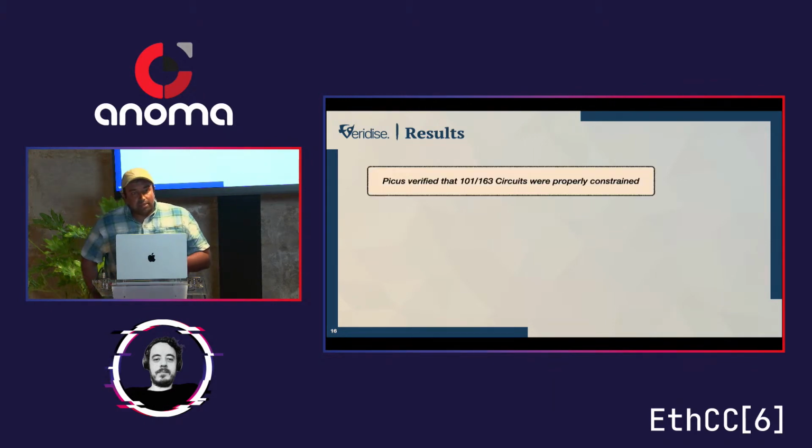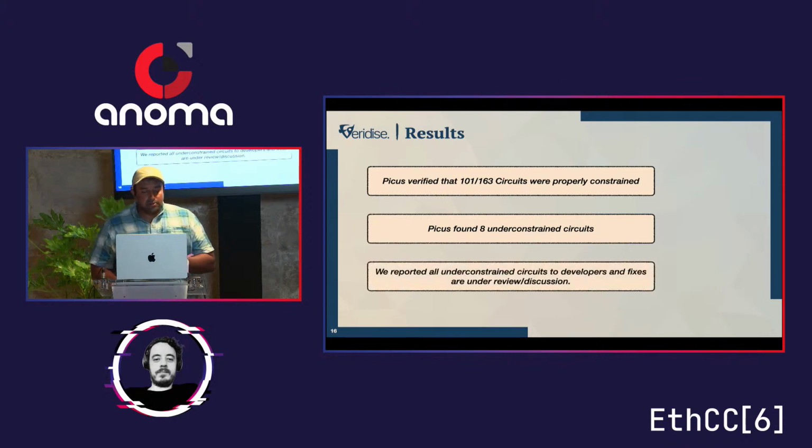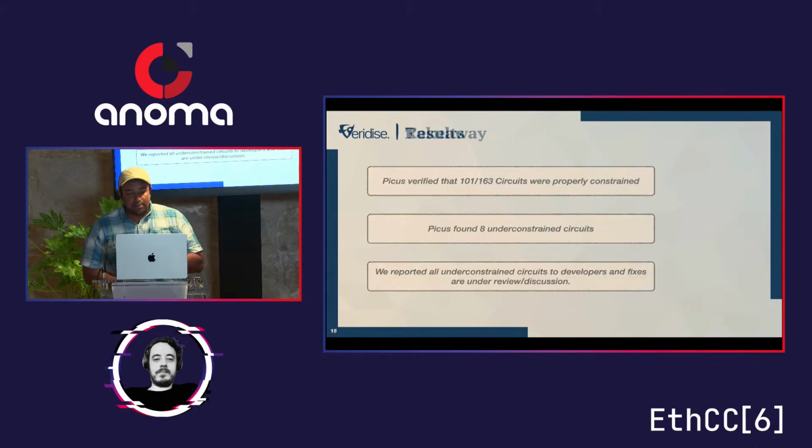We found that Picus was able to successfully prove that 101 out of the 163 were properly constrained. We also managed to find 8 under-constrained circuits, and we have reported all of them to developers, and the fixes are under review and discussion.